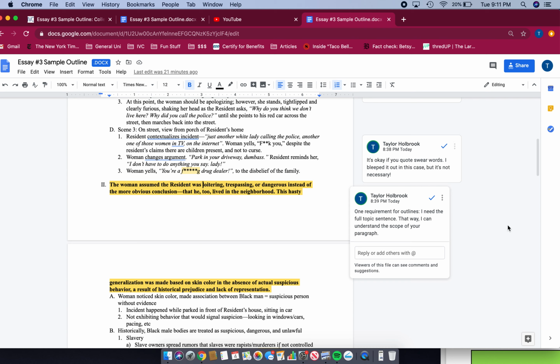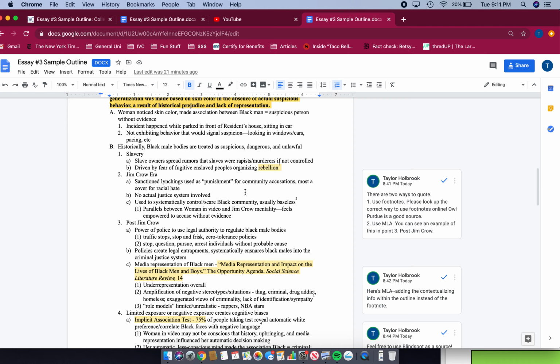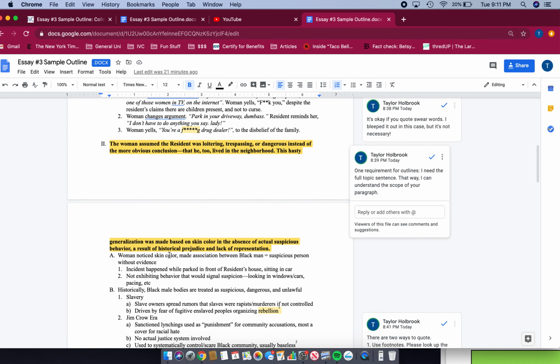One requirement I have for these outlines is that the complete sentences I need to see are your topic sentences. And they may be 2 topic sentences. That's fine. After that, you can just go ahead and outline it, but I need to see what each paragraph's argument is going to be. And I'm going to run through mine really quick.